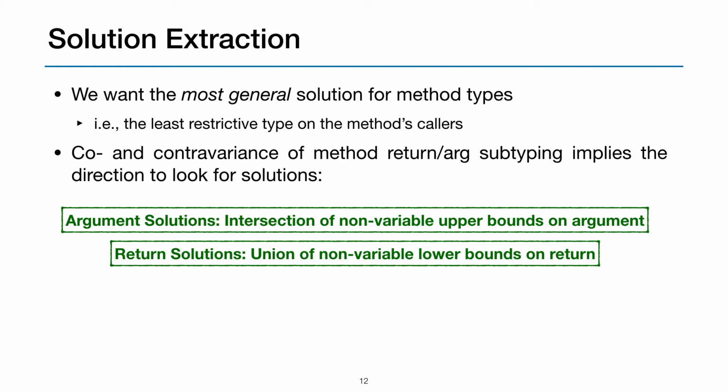Now by following rules for co- and contravariance of method subtyping for returns and arguments, that tells us the direction to look in for solutions, and the rules are shown at the bottom of the slide here. For arguments, we take the intersection of non-variable upper bounds on the argument, and for returns, we take the union of non-variable lower bounds on the return. We leave out variables from solutions because their bounds should have already been propagated by transitive closure, and because the variables themselves represent unknowns, so they don't add much to a solution.